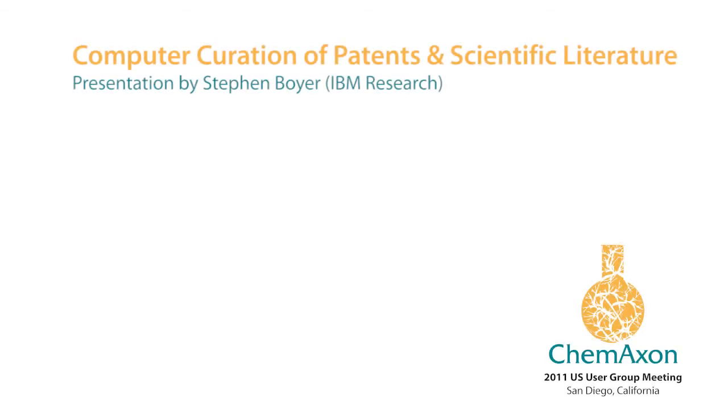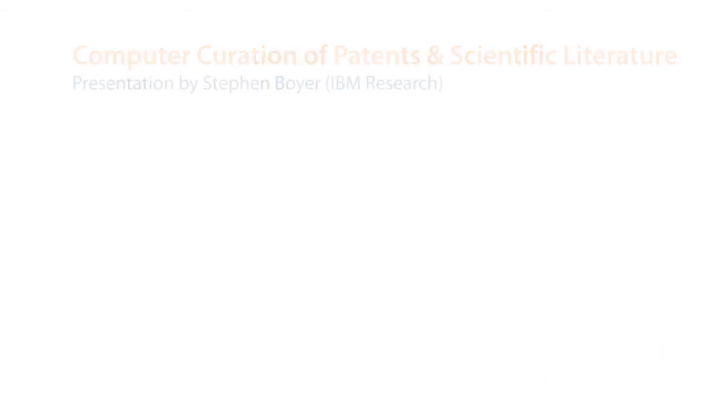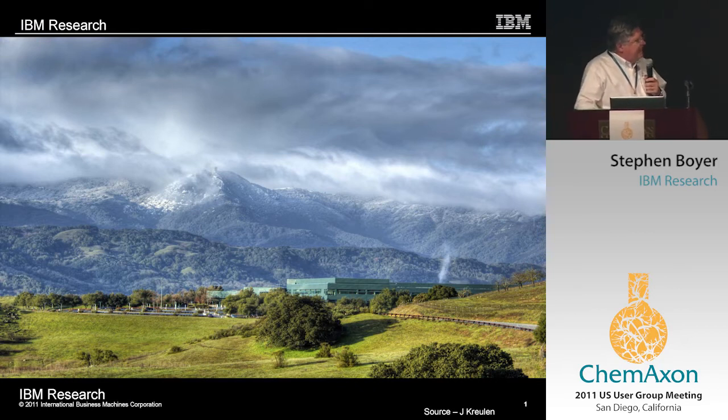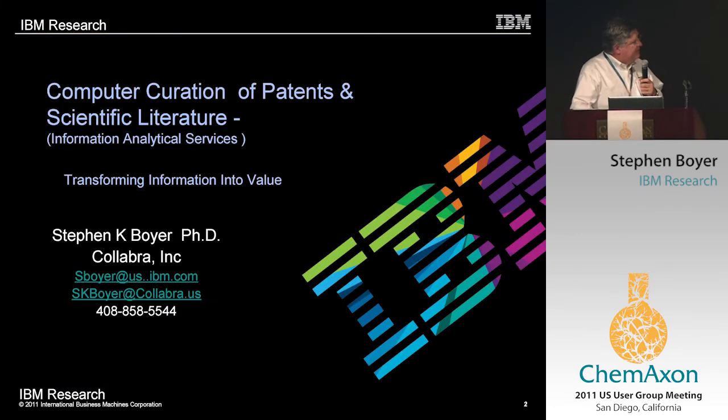So I'm Steve Boyer, and I work at the IBM Almaden Research Center, which is shown here. It's a new picture, actually, taken by Jeff Krulin. And that's where we work, and I'll just review quickly what we do and where we're going. Primarily, the team that I work with is focused on what we call computer curations. We started with the computer curations of patents, and we also do Medline and other types of scientific literature.